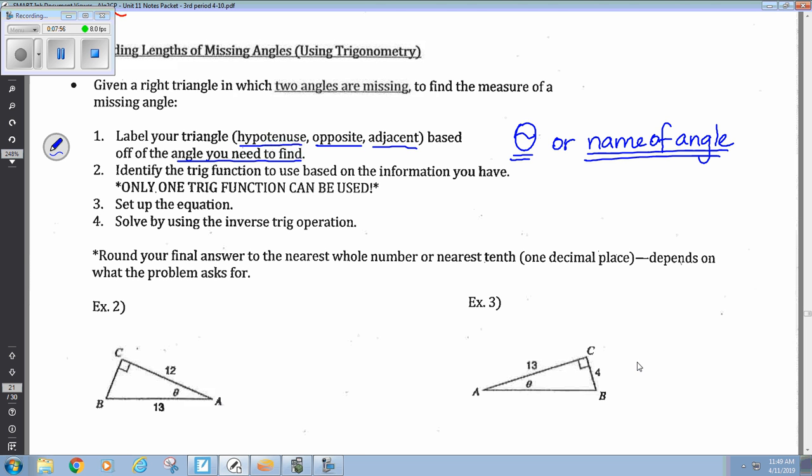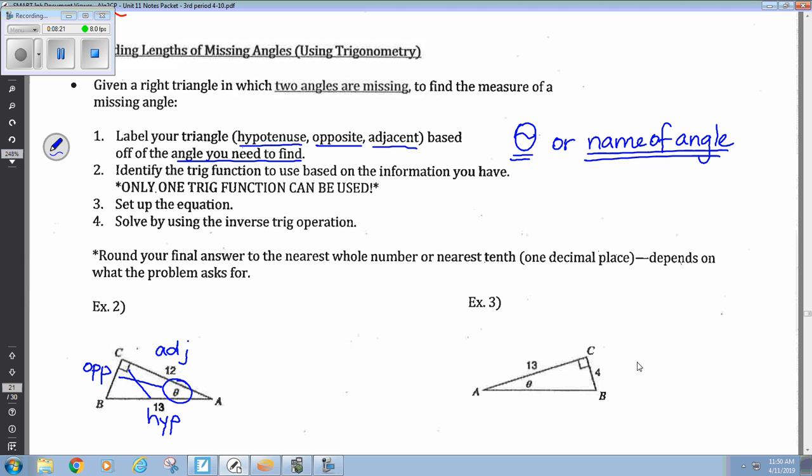So in the case of example 2, angle A has the theta next to it, so that's what you're going to use to label. Across from theta is your opposite. Across from the right angle is still your hypotenuse, which means the 12 represents your adjacent. So that's your first step, label the triangle.